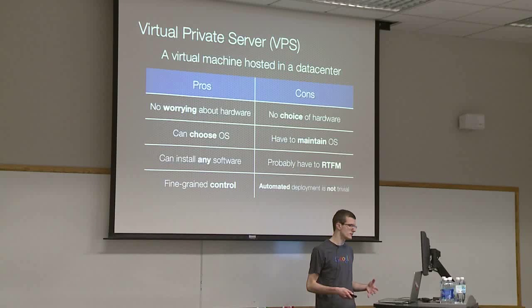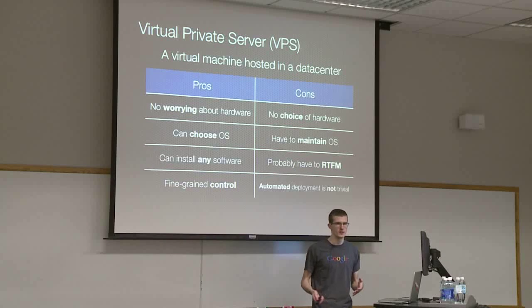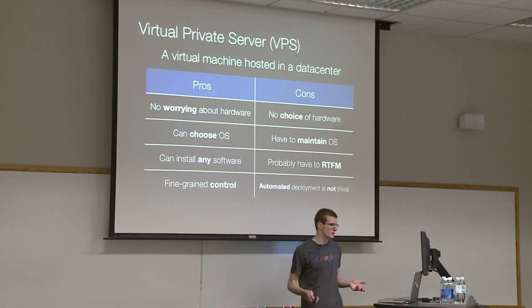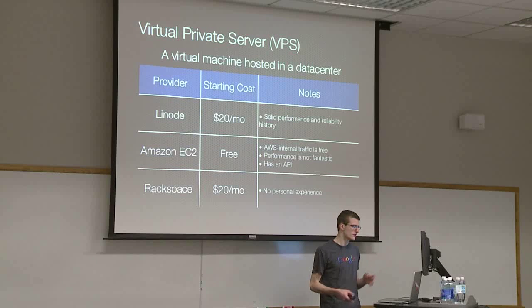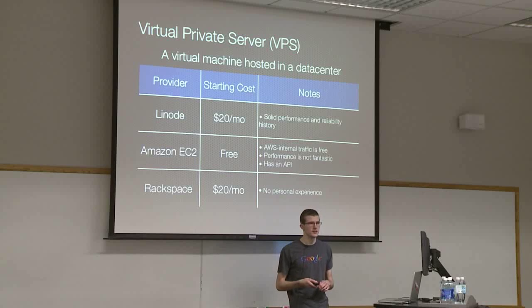So overall, you get some pretty fine-grained control, but it isn't as easy as it could be, and you lose some automated deployment stuff, which we'll talk about in a minute. As far as VPS providers, some of the big names are Linode, Amazon, and Rackspace. These are just three. There are tons of them out there. For the most part, they're very similar.